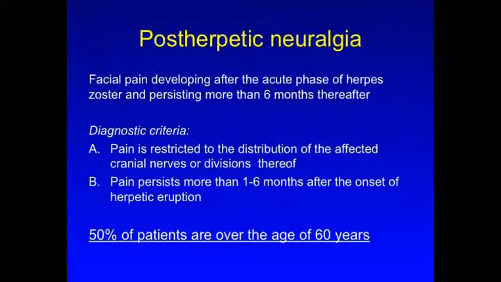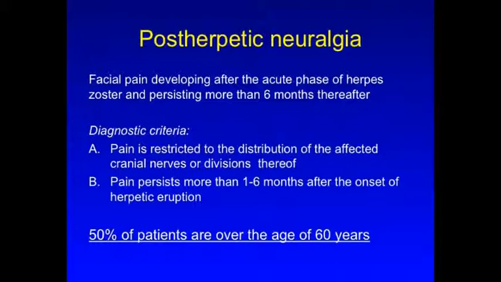Any pain persisting longer than 1 month is by definition postherpetic neuralgia. Some studies say 6 months, some studies say 3 months. There is really no consensus on that. So I put anywhere from 1 to 6 months after the onset of the rash. But you can say pain persisting beyond a 1 month period.